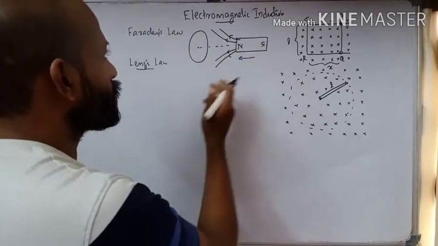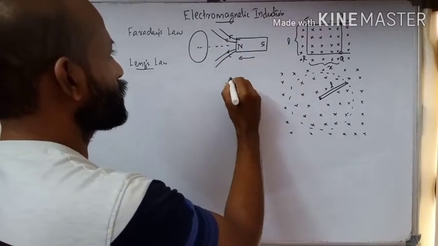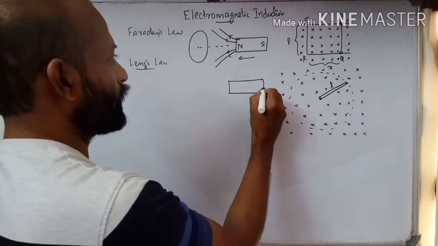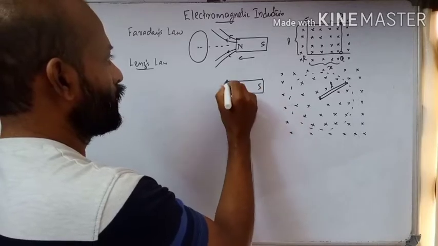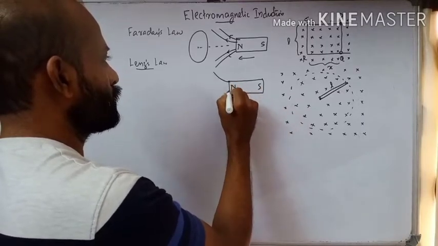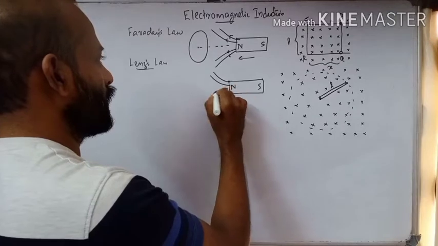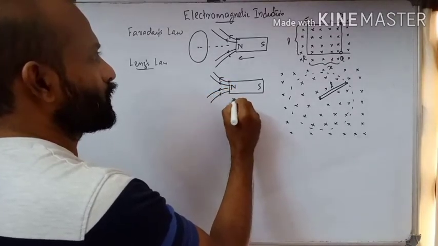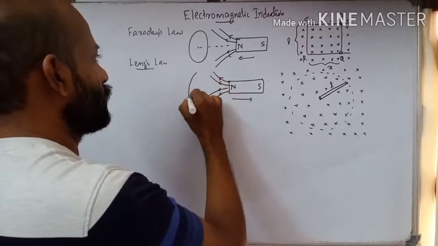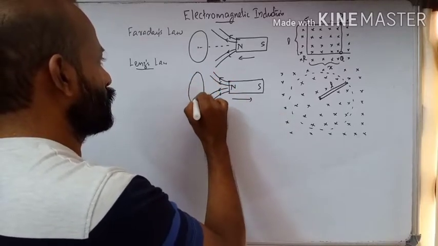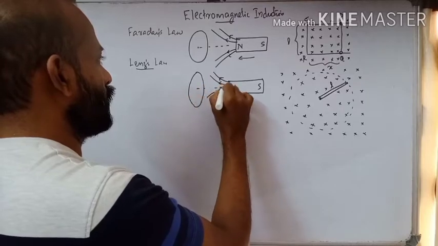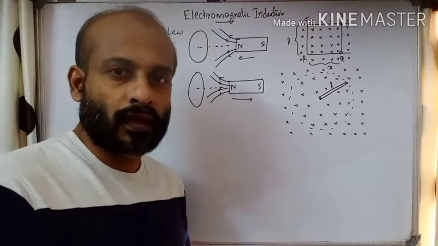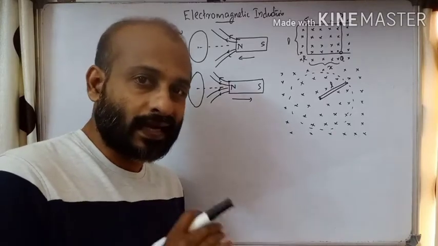Now the opposite can also be observed. We have the magnet, with north and south pole. These are the field lines of the magnet. We are moving the magnet in the opposite direction. This is a coil which we place. Now we are moving it away. What happens? When we move the magnet away from the coil, the magnetic flux linked to the coil decreases.